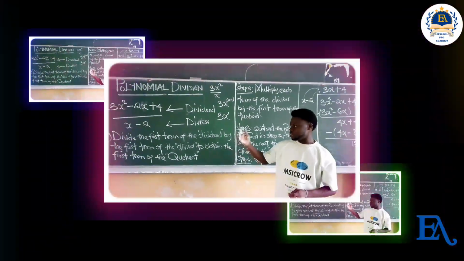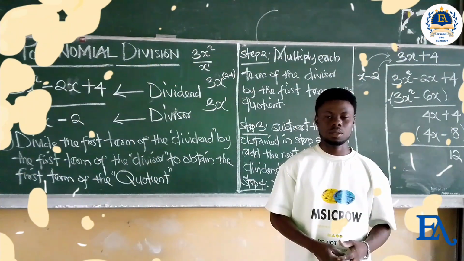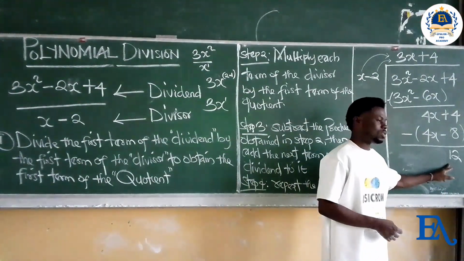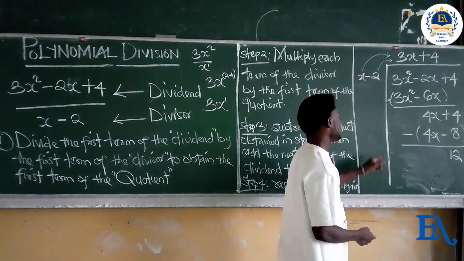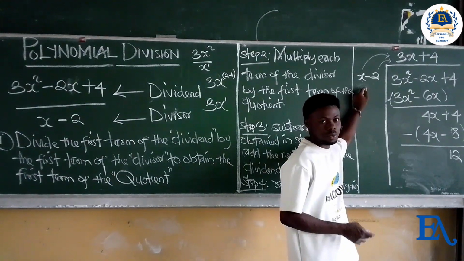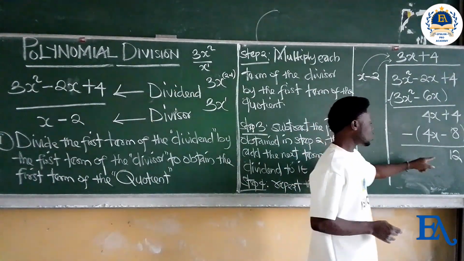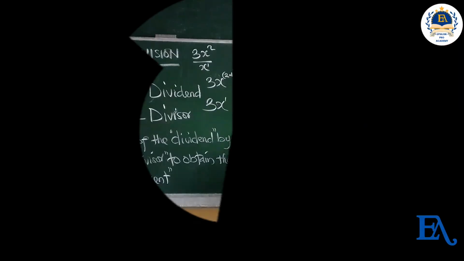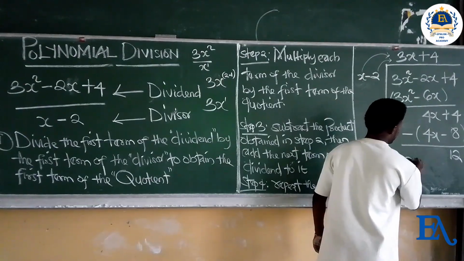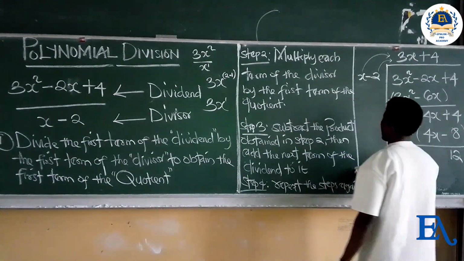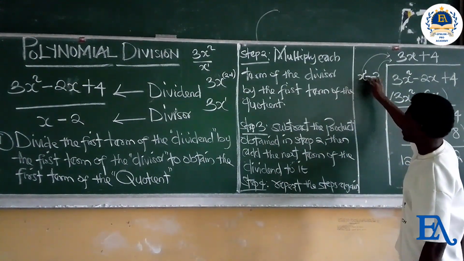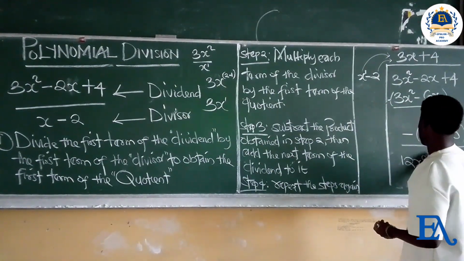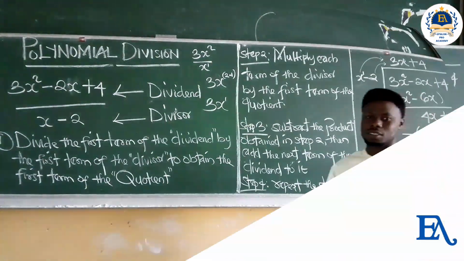At this point, we cannot repeat the steps again. The reason is because the power of the variable in the divisor is greater than that of what is remaining, which is 12. The power of the variable in the divisor is 1, that is x raised to the power of 1, whereas 12 has its variable as x raised to the power of 0. So 12 is the same thing as 12x raised to the power of 0, and this is x raised to the power of 1. The power of the variable of the divisor is greater than that of the remainder. At this point we can no longer divide.